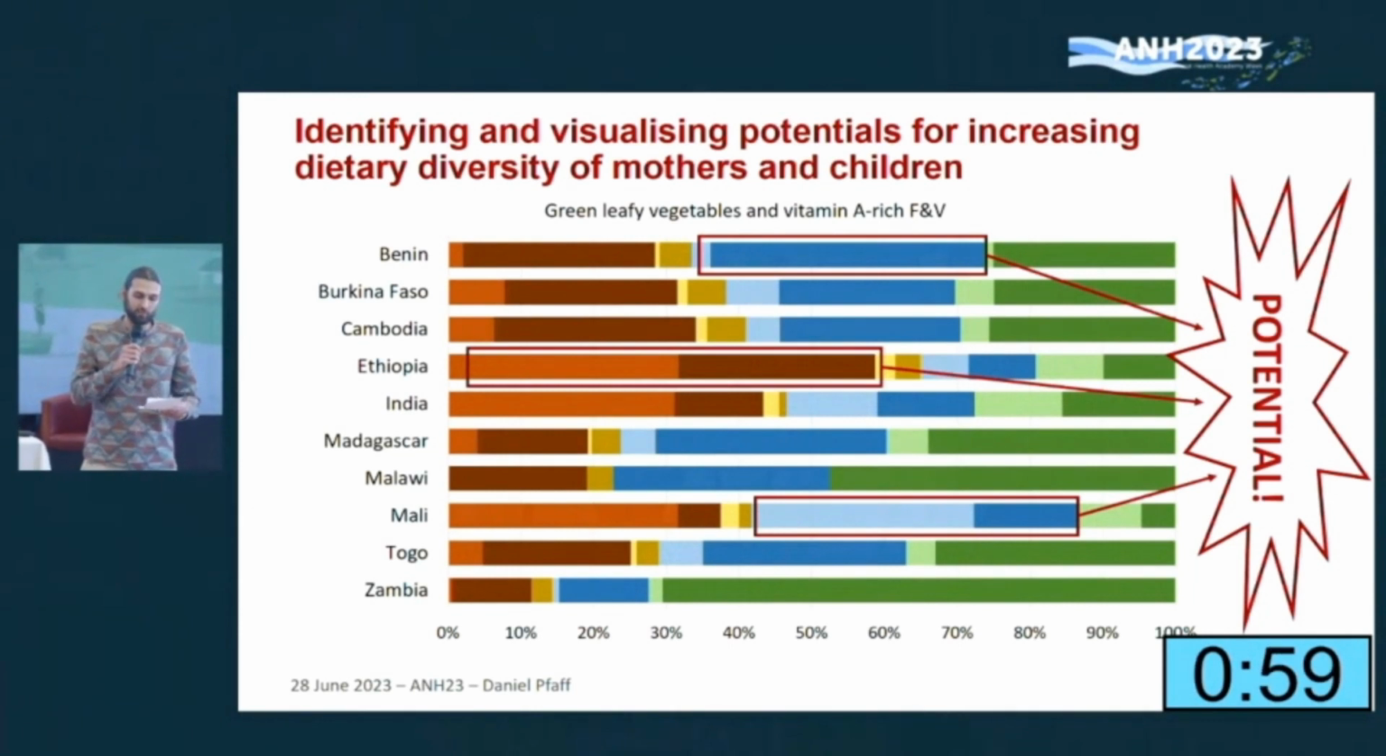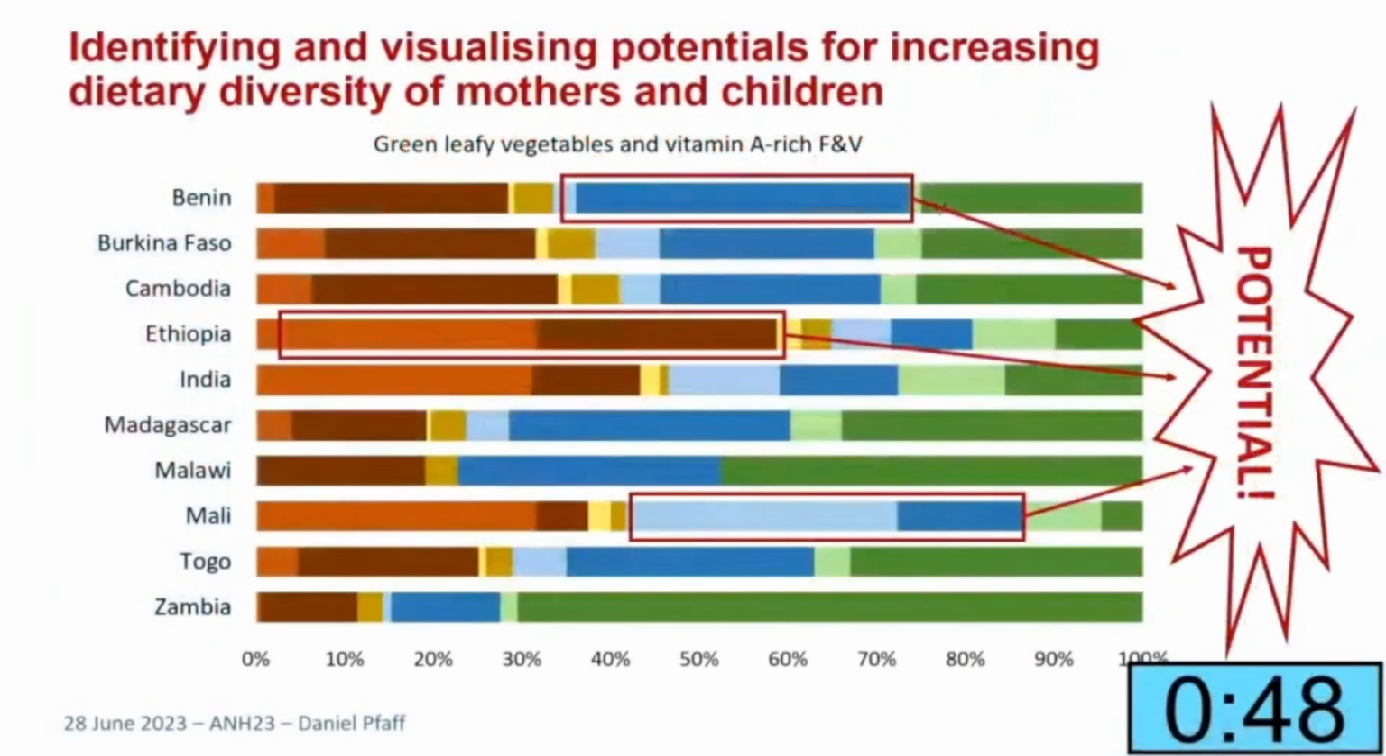The goal of this task was to identify and visualize potentials to increase dietary diversity in children 6 to 24 months and their mothers. For this, we grouped food intake measured with 24-hour recall data into the 7 food groups used to measure minimum diversity for children.